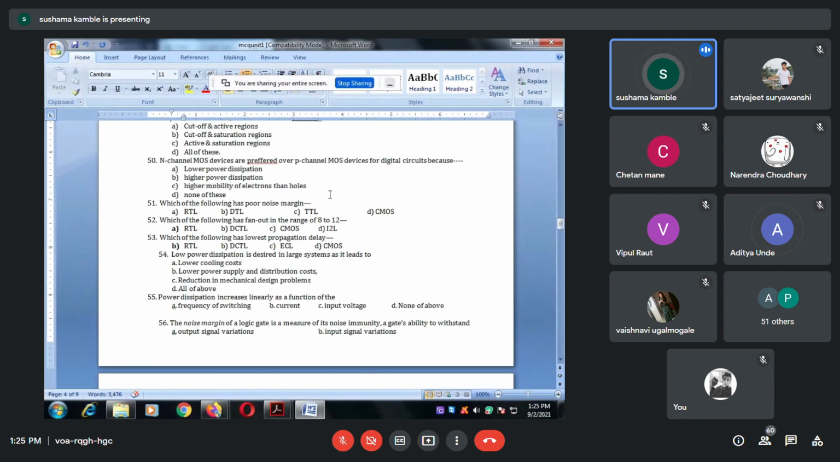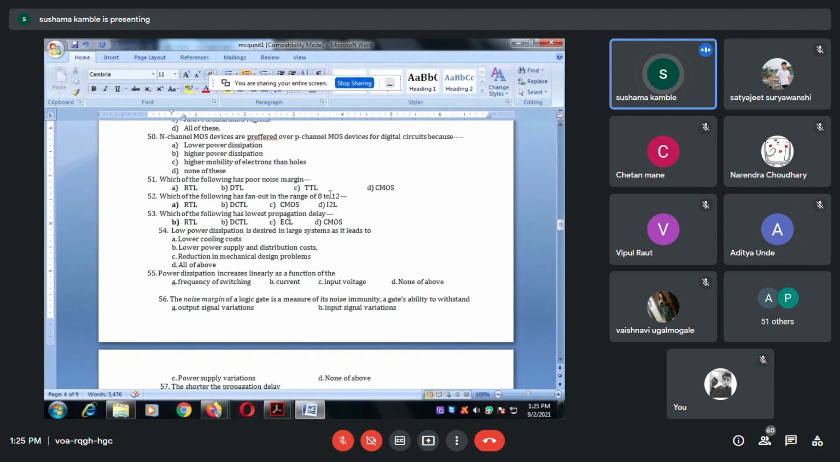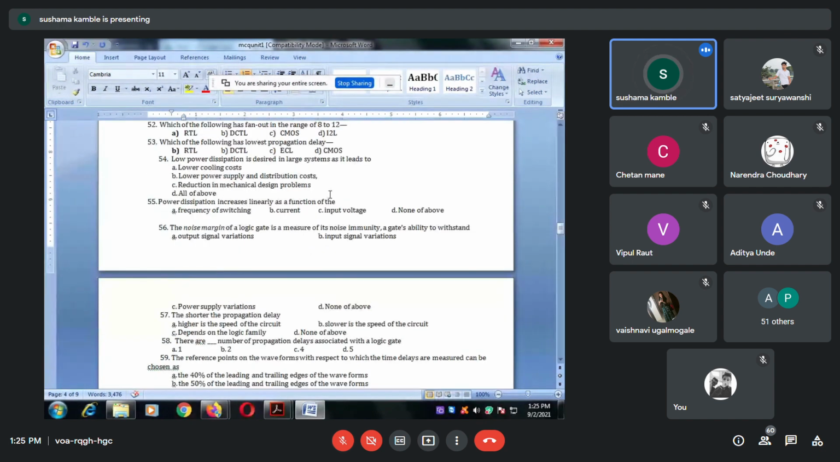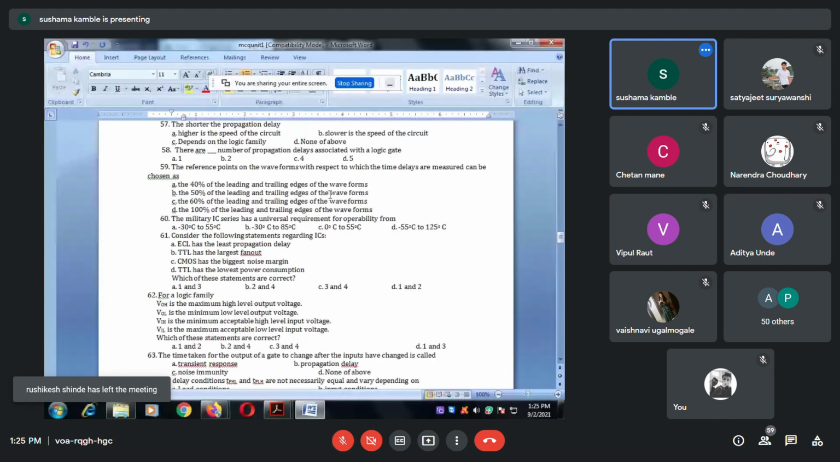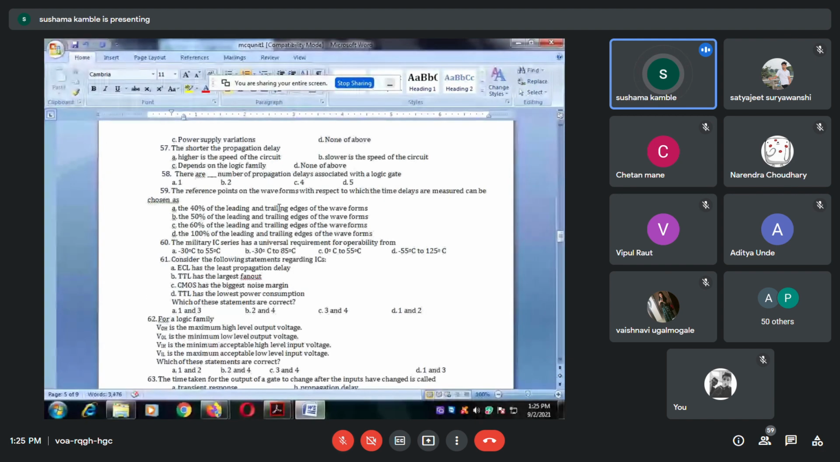N-channel MOS devices are preferred over P-channel MOS devices for digital circuits. This also requires theory. Low power dissipation is desired in large systems. The shorter the propagation delay, what will that be? Options are higher the speed of the circuit, slower the speed of the circuit, and depends on the logic family. Option A.